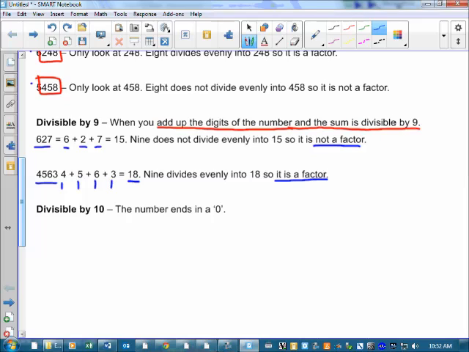The last one, divisible by 10, pretty slick, ends in a 0. So nothing too tricky there.